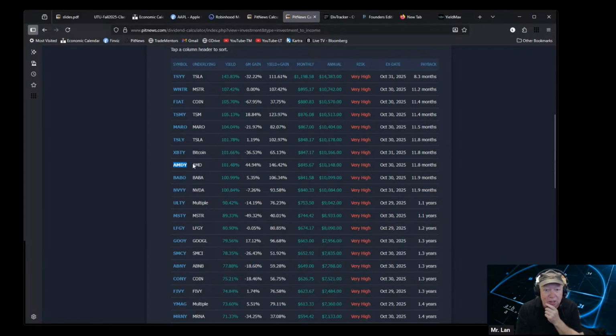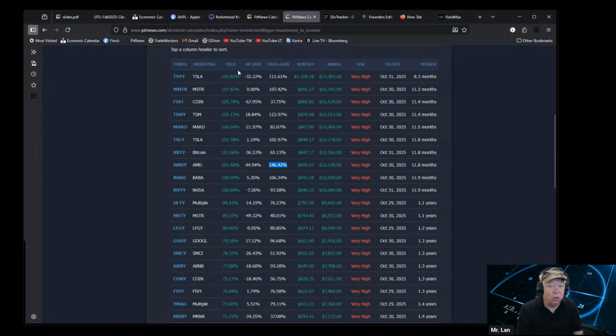So if we say I want to go into AMD. Where was AMD? AMD is still very high on the risk, but a little bit lower. This is the insurance policy they're selling on AMD. They're collecting 101, but because AMD went straight up, they didn't have to pay out any insurance premiums, so they got to make $44.94. When you add the 101 premiums they received, plus they didn't have to pay anything out, they're making 146% on their yield plus their gain. That's higher than TSYY.